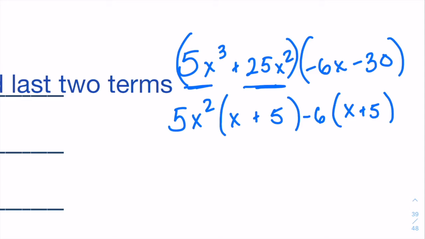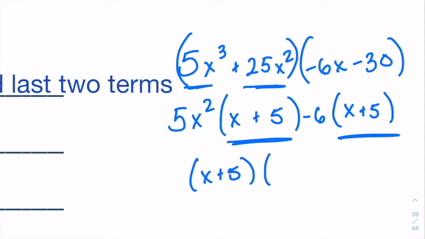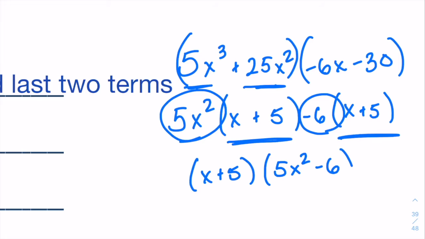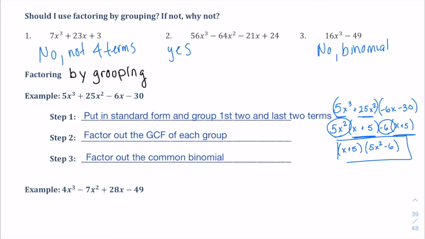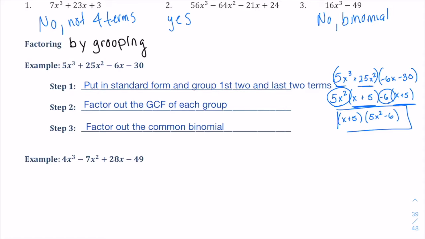This looks like something we've seen before. When we see a common binomial in both of those terms, we can factor out that common binomial. So x plus 5 comes out of each term, and we're left with 5x squared minus 6. That's our factored expression that is equivalent to 5x cubed plus 25x squared minus 6x minus 30. Wonderful. So let's look at another example.